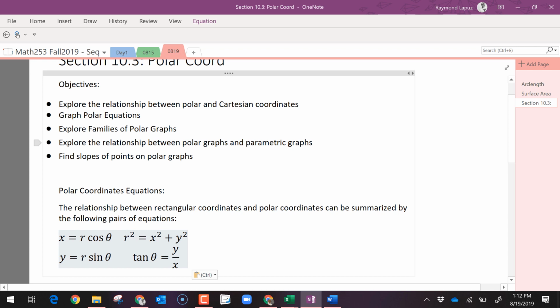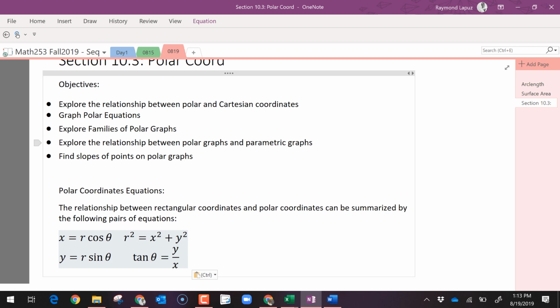All right, we'll start off with polar coordinates. With the polar coordinate equations, what's the objective? Explore a relationship between polar and Cartesian coordinates, graph polar equations. So we'll probably explore families of polar graphs and explore a relationship between polar and parametric. We'll probably get through the three bullet points here. I don't know if we'll get to the relationship between parametric and polar, but let's see how far we can get.